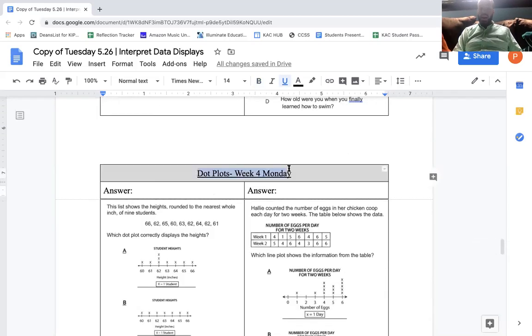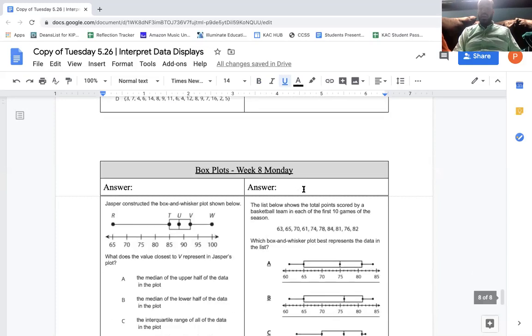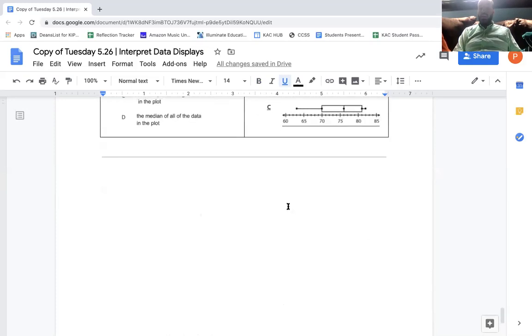The same is true for dot plots. We did dot plots on week 4 Monday. I know some of you missed that lesson because as we were going through things, a lot of you got them wrong. So you might want to go back to Google Classroom, go back to week 4. It says it's not active, but you can still open it up, and you might want to either read through the notes or watch the video. Histograms are week 4 on Thursday. Box plots are week 8 on Monday.